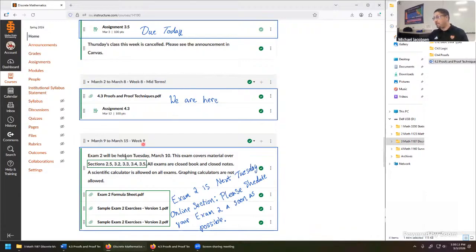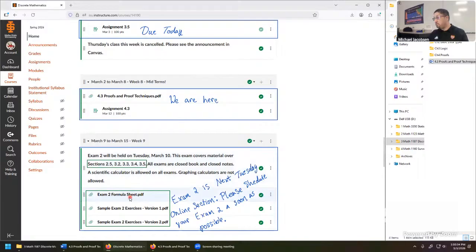The big announcement is the upcoming exam two. The coverage is going to be these sections right here. Bigger emphasis really on these sections on logic that we were covering in chapter 3. But for the problems in section 2.5 on functions, it's going to be just a couple quick questions, maybe a domain range question or a one-to-one onto kind of question.